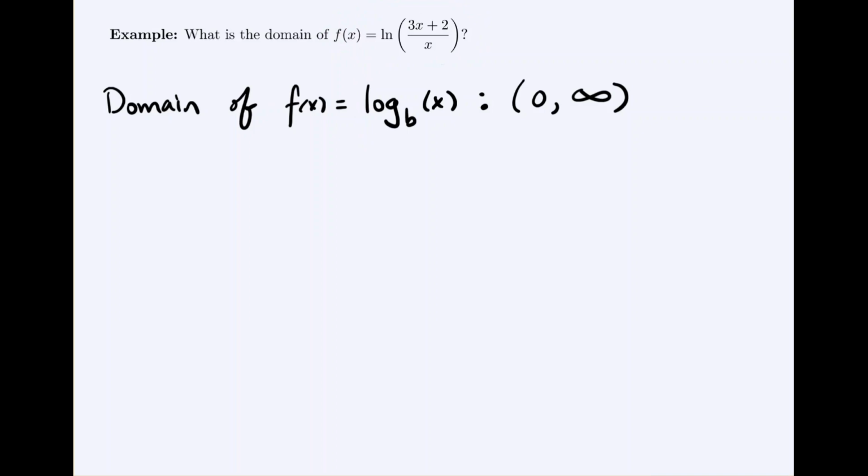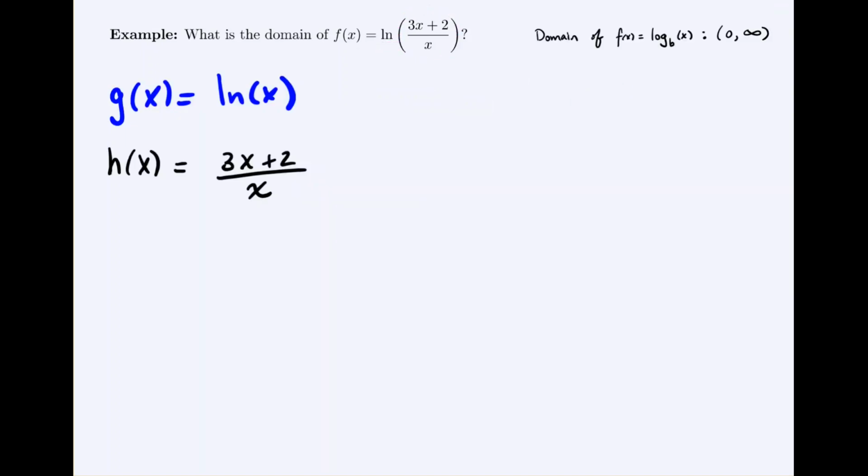We could view this as a composition of functions where the inside function is this (3x + 2)/x. What function is it inside of? It's inside of the function natural log of x. So if g of x is ln of x and h of x is (3x + 2)/x, then the composition g of h of x would give us our function f of x that we're looking at here. So this just makes our composition clear.